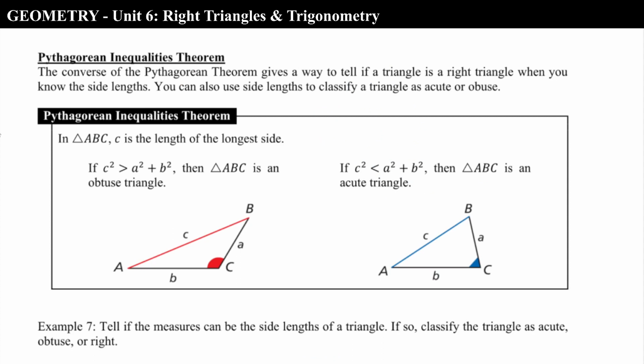To wrap up this section, we're going to talk about Pythagorean inequalities. The converse of the Pythagorean theorem gives us a way to tell if a triangle is a right triangle when you know the side lengths. You can also use the side lengths to classify a triangle as acute or obtuse. If we use an inequality to describe the relationship between c squared and the sum of the legs squared, we can determine if it is obtuse or acute. If c squared is greater than a squared plus b squared, it's obtuse. If it's less than a squared plus b squared, then the triangle is acute.